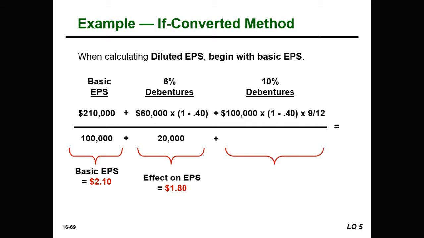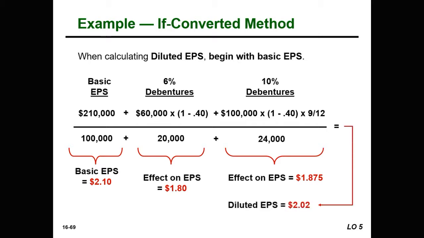100,000 in expense, undo the tax effect, and apply it only for the period in which it existed. And the 24,000 weighted average shares as a result of that, not the full 32,000 if it converted, because that would be if it is being applied to the entire year, for an effect on EPS of $1.875. This means that our diluted EPS is $2.02.